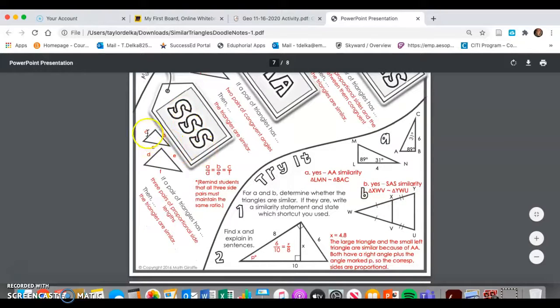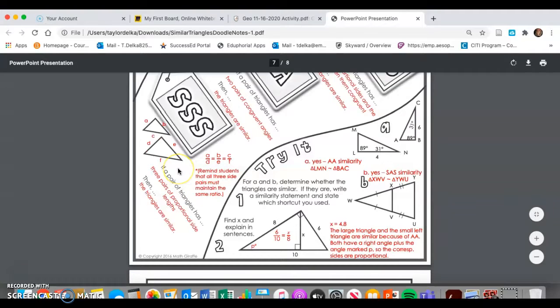Then we have side, side, side. They labeled this triangle A, B, C, and this one D, E, F. And they're going to give you a statement saying A is equal to B, which is equal to C, and D is equal to E, which is equal to F. Students, not all 3 side pairs must maintain the same ratio. If a pair of triangles has 3 pairs of proportional side lengths, then the triangles are also considered similar.